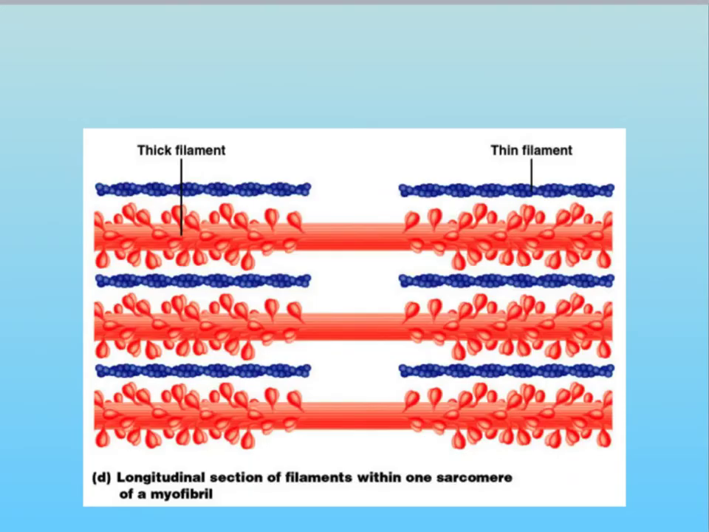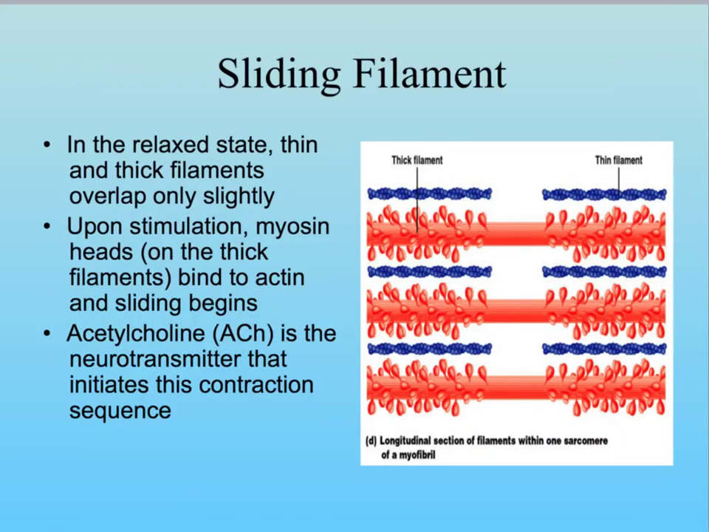So here again, you see the thick filaments, and you've got all those globular heads, and you've got the blue thin filaments. And what they're going to do is slide past each other as the muscle contracts. Okay, and this is what's called the sliding filament. So in a relaxed state, the thin filaments and the thick filaments only slightly overlap. But when they're stimulated, the myosin heads bind to the actin and begin sliding. And what is needed to do this is a neurotransmitter called acetylcholine. And we'll watch a video of this as well.